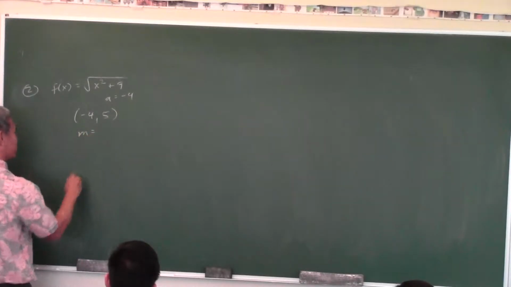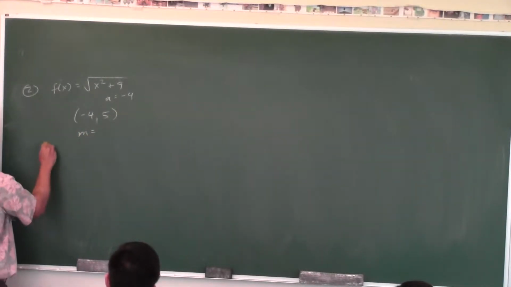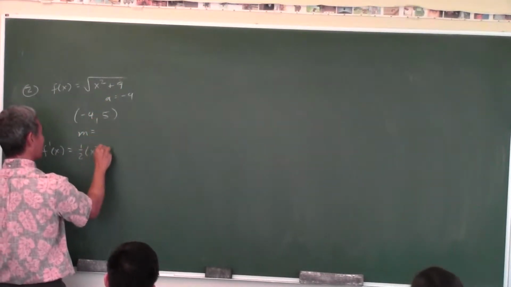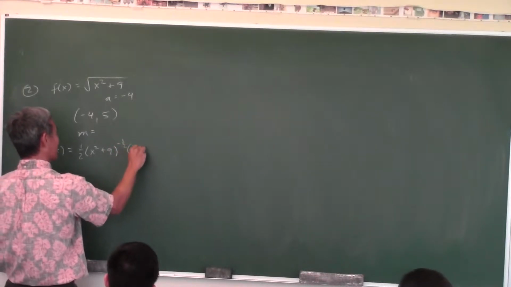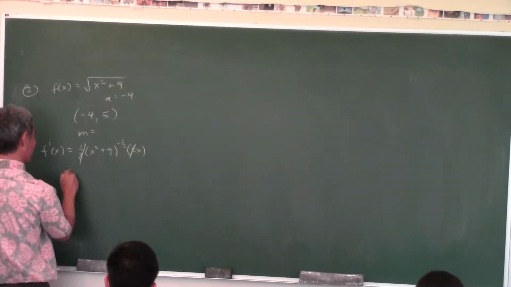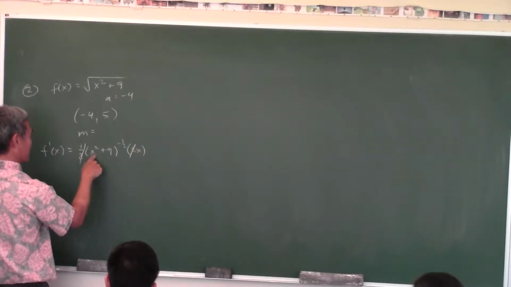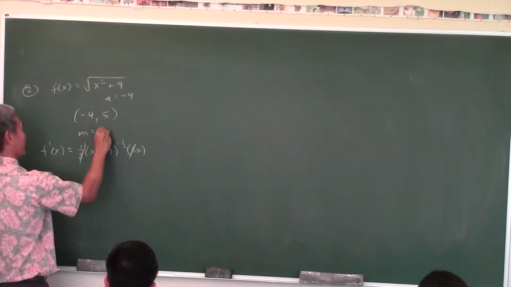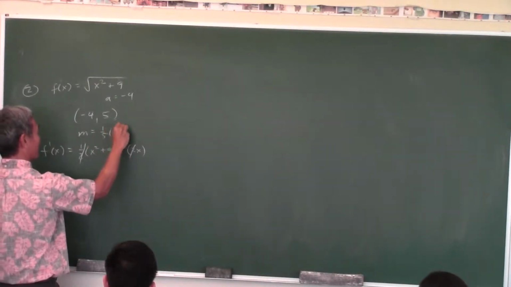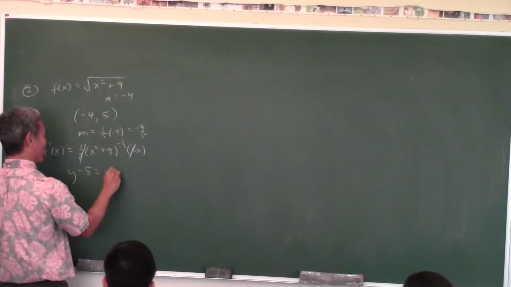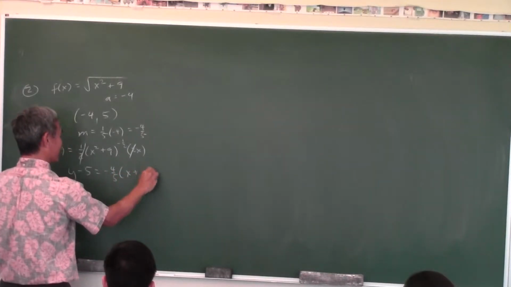How do you figure out the slope? You take the derivative. So this is like to the 1/2 power. So 1/2 box to the -1/2 times the derivative of box. Do not forget to multiply by the derivative of box. Okay, so if I plug -4 into the derivative, what is the slope? 16 plus 9, 25 to the -1/2, 1/5 times -4, so -4/5 is the slope. So y minus 5 equals -4/5 times x plus 4. That is the equation of the tangent line.